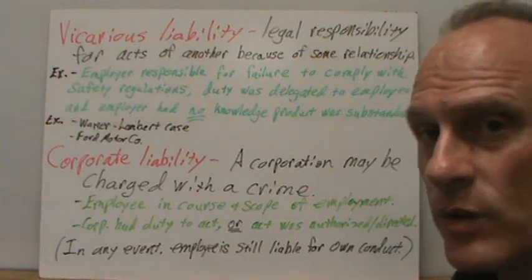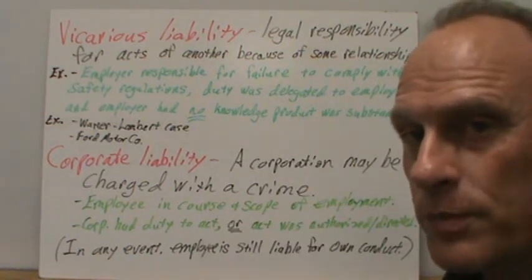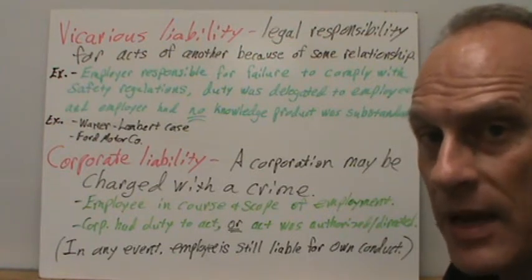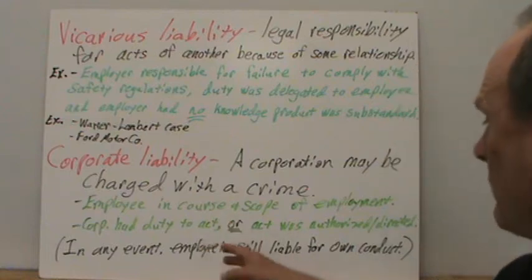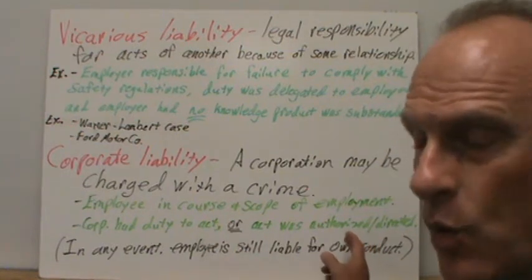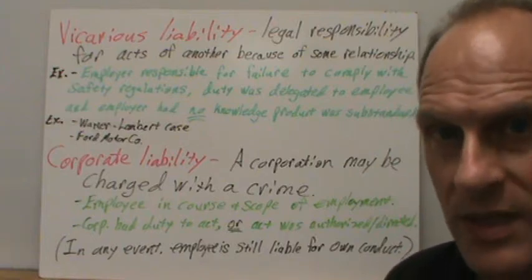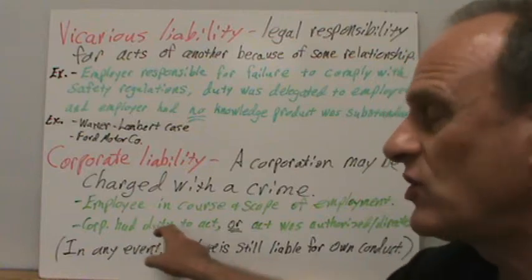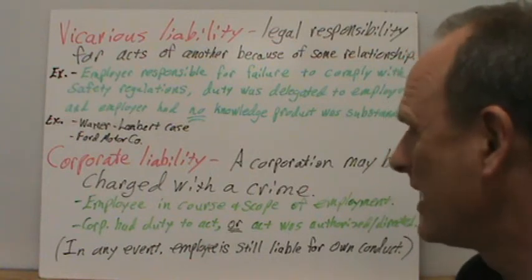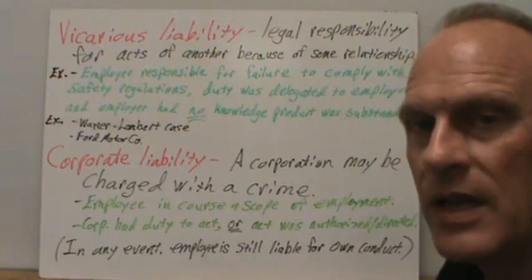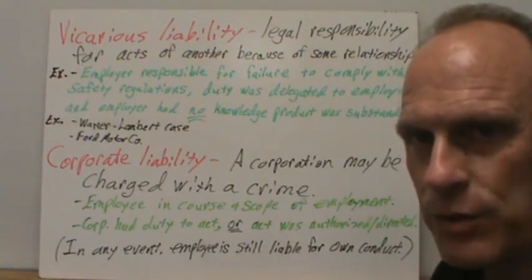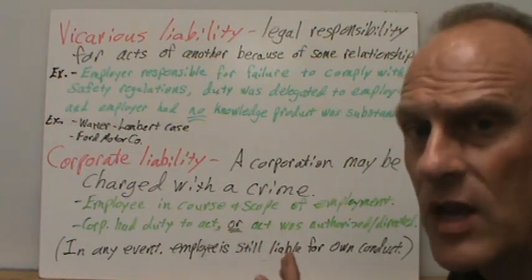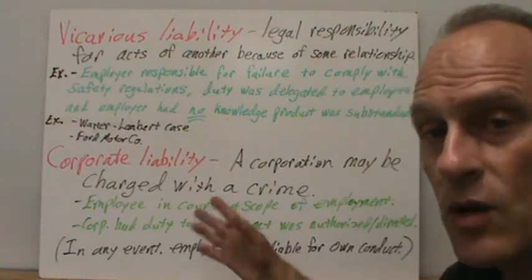But you're generally going to see this when the employee is acting in the course and scope of their employment, and when the act that was done was authorized or directed by the corporation, or if it's an omission where an act was supposed to be taken but wasn't taken, that the corporation did have a duty to act in those circumstances. In any event, when the employee does the act or there is an omission, the employee is still likely going to be liable for their own conduct, regardless of what happens to the corporation.